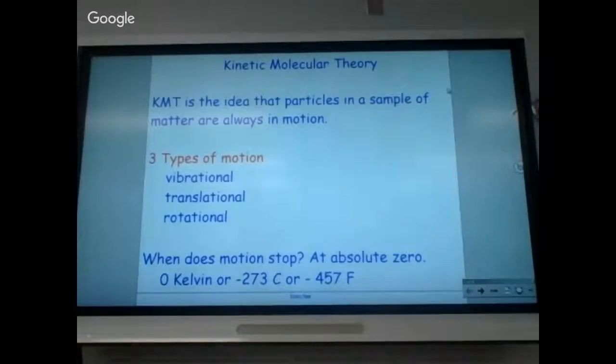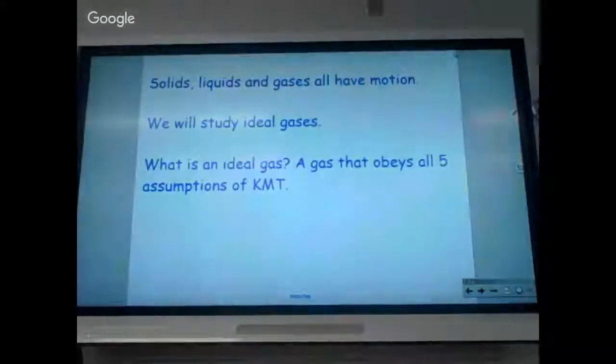Solids can only do what? Solids can only vibrate. Liquids and gases can vibrate, translate, or rotate. Motion doesn't stop until we reach what temperature? Absolute zero. And even though it was pretty chilly earlier in the week, we were not even close to absolute zero. Now, from there, we said we were going to study ideal gases, right?